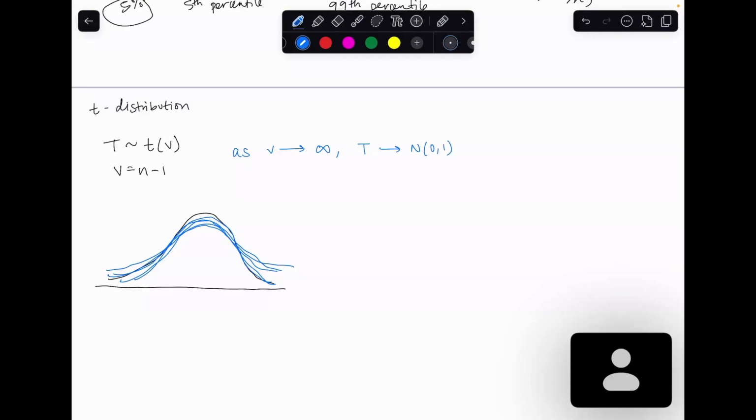Which is why, when we think about that flow chart, by the central limit theorem, if we have 30 or more observations, 30 is just an arbitrary number that we decided to call large. If we have 30 or more observations, then we can use a z, or a standard normal, when we're running our hypothesis testing, because t is going to converge to a normal distribution.